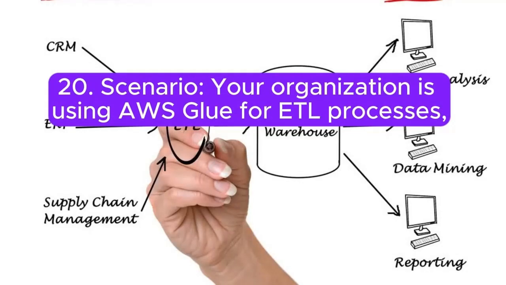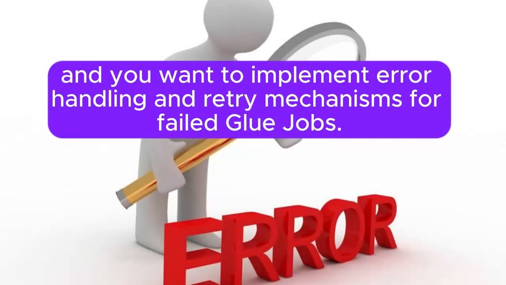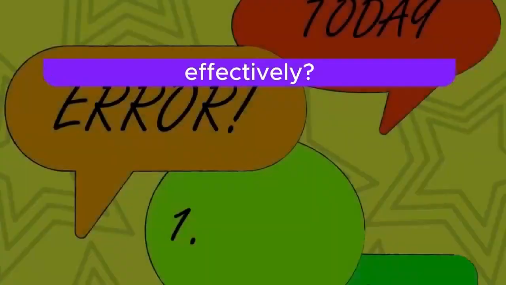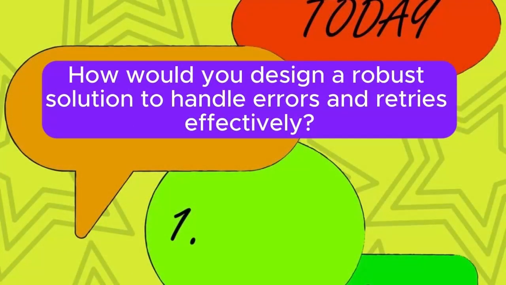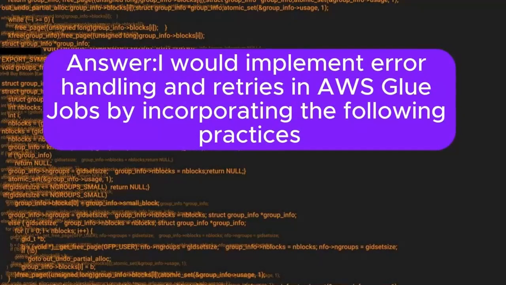20. Scenario: your organization is using AWS Glue for ETL processes, and you want to implement error handling and retry mechanisms for failed Glue jobs. How would you design a robust solution to handle errors and retries effectively? Answer: I will implement error handling and retries in AWS Glue jobs by incorporating the following practices.